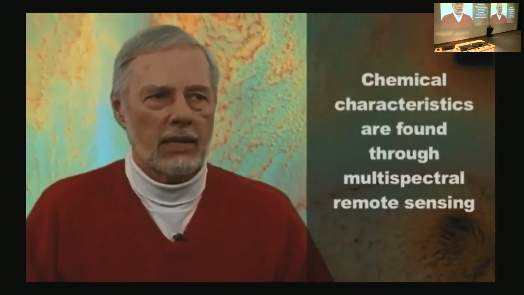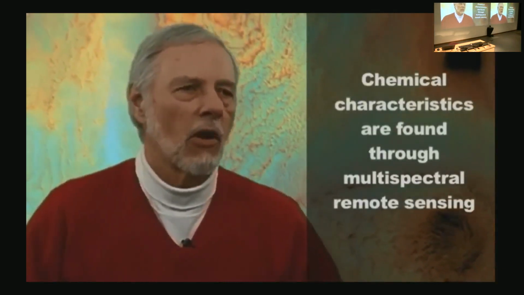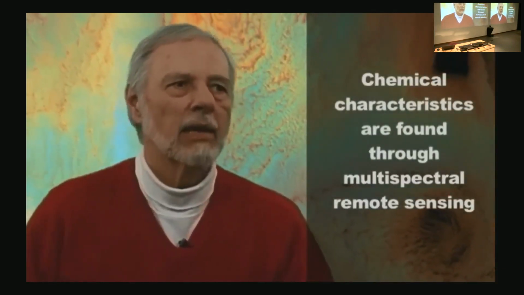Now, a lot of times it's not so unique. It might be a paint that Ford Motor Company uses. Another one might be a paint that Toyota uses, or maybe they only use it on their Land Rover. Whatever unique chemical characteristics there are out there to look at, that's what you can go after with multispectral remote sensing.